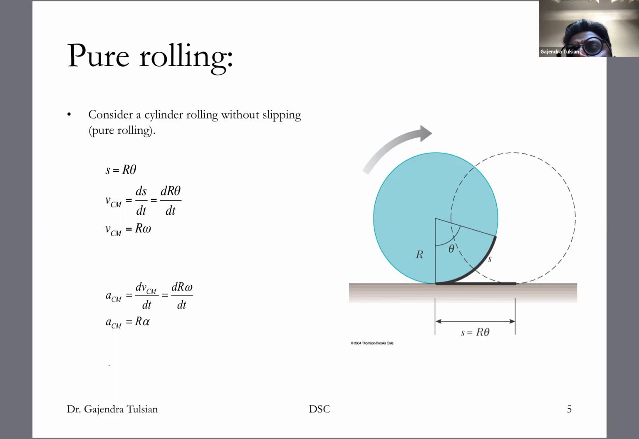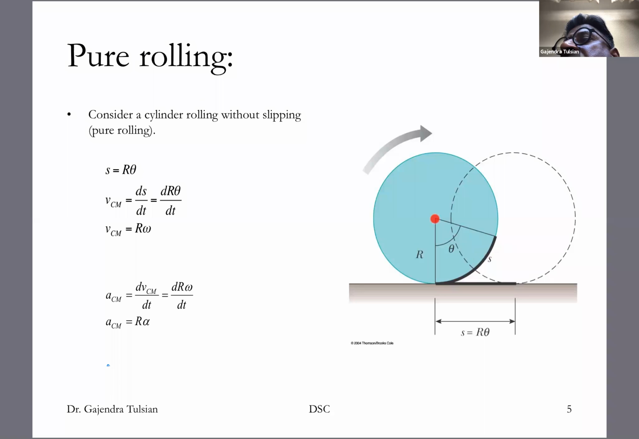Okay, so here's a picture of a wheel that is rolling. There's the axis, and this is the point of contact on the ground. The wheel is rotating about that point of contact.